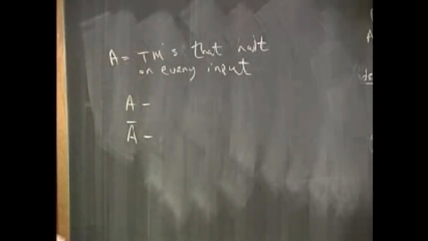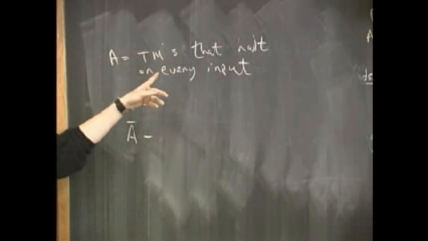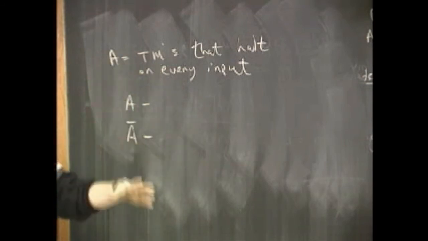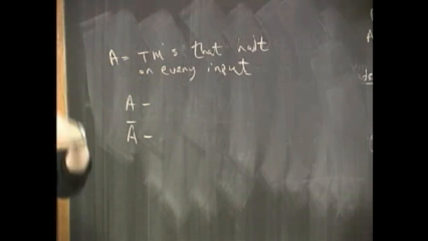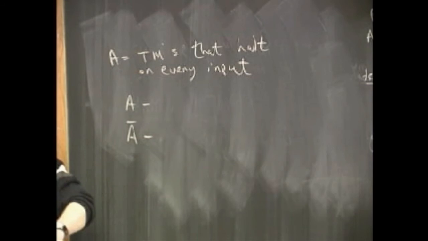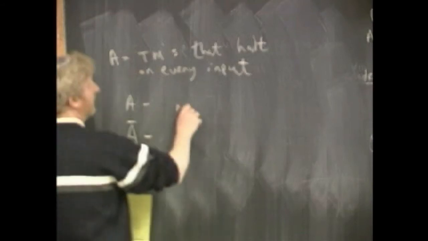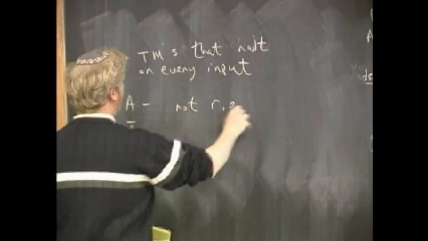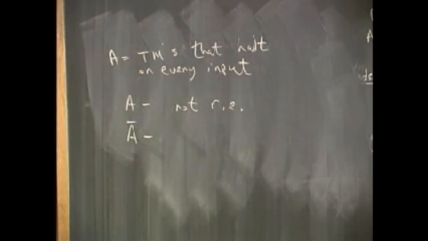Even if I do that, is there any way to check that it's going to stop on all of them? I can run it and run it and run it, and all the ones that I started can start to halt, but I still won't know if it's going to halt on all of them until I go forever. So as far as we can tell, this is not recursively enumerable. And what about its complement?